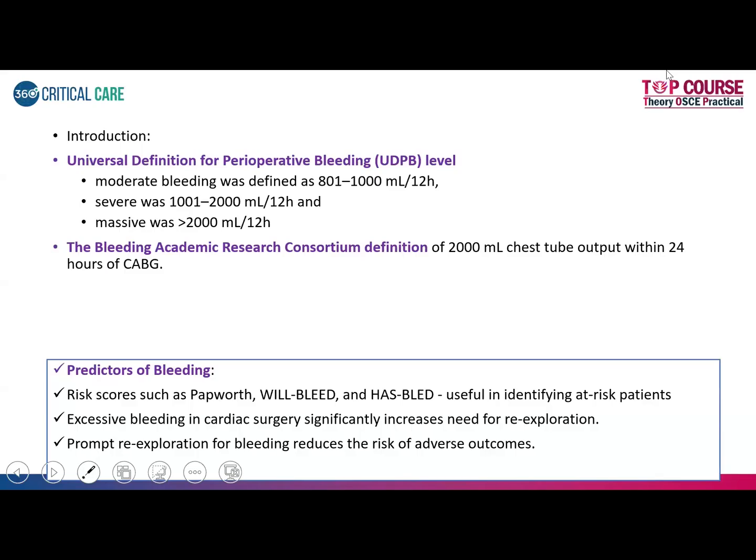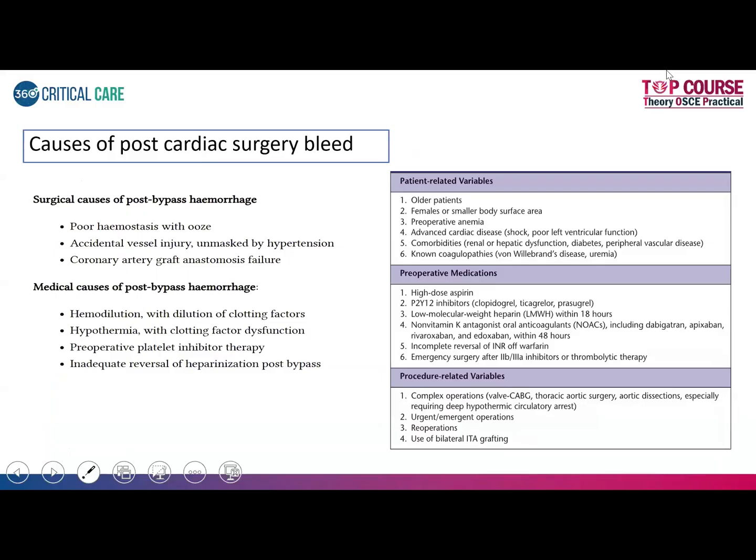And excessive bleeding in cardiac surgery increases the risk for re-exploration. And prompt re-exploration for bleeding reduces the risk of adverse outcomes. So basically, one needs to be very prompt with the decision if re-exploration is needed. Causes of post cardiac surgery bleed.